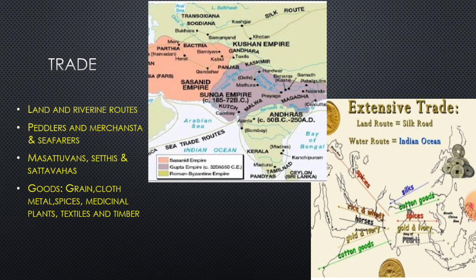The merchants who succeeded in these endeavors and became rich were called Masattuvans in Tamil and Sethis or Satavahans in the Prakrit language. These traders carried a wide range of goods from one place to another. Some goods like salt, grains, cloth, metal ores, stones, timber, medicinal plants, and spices were in great demand in the Roman Empire and the Persian Empire. These goods were transported via the Arabian Sea to the Mediterranean along the maritime Silk Route.